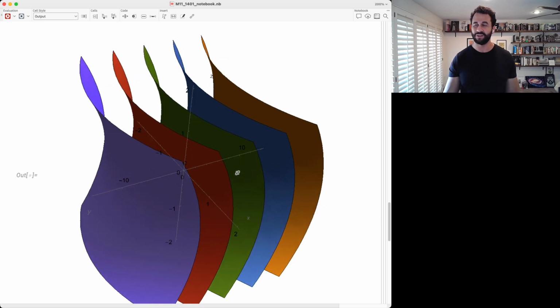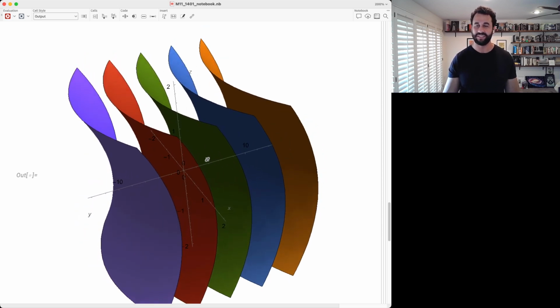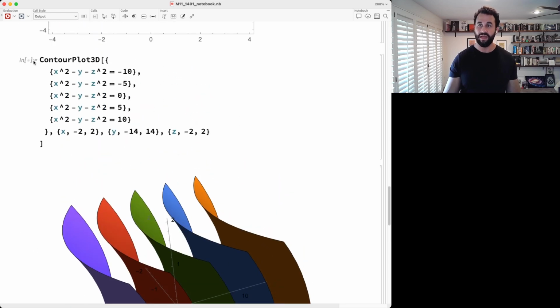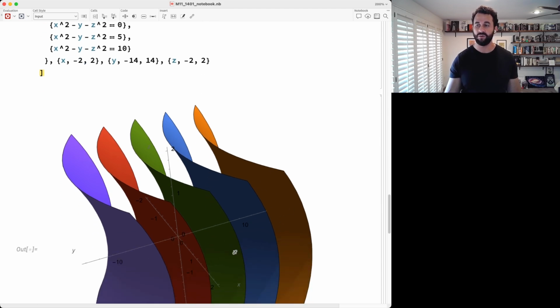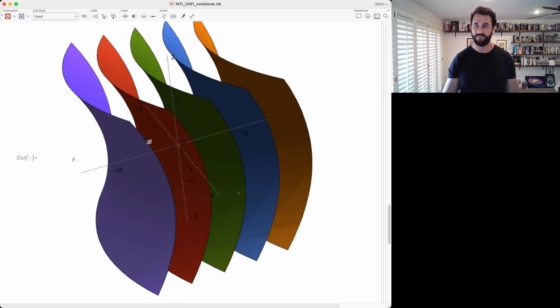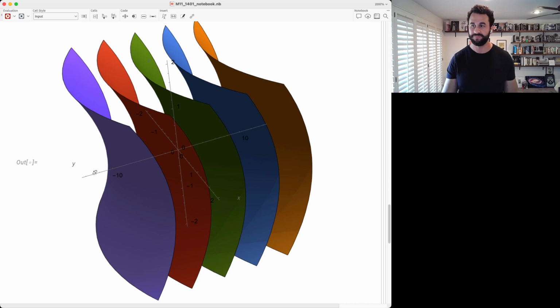Each one of these level curves or level surfaces is a saddle, but the actual object being described by the function f of x comma y comma z equals this, is every single one of these all at once, no matter what k value it is. So you could almost imagine filling it all in, and that would be the actual object we're talking about.